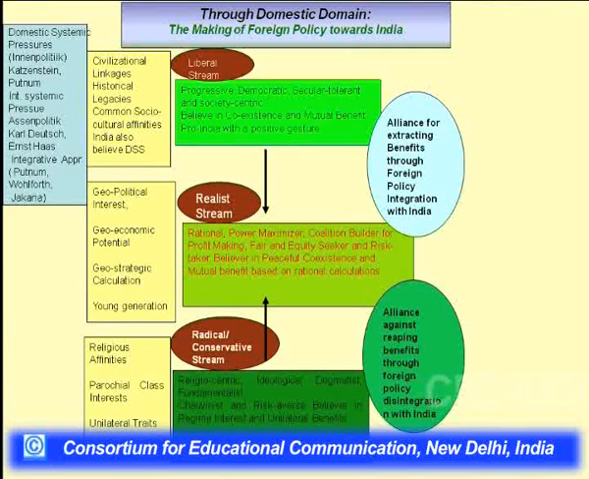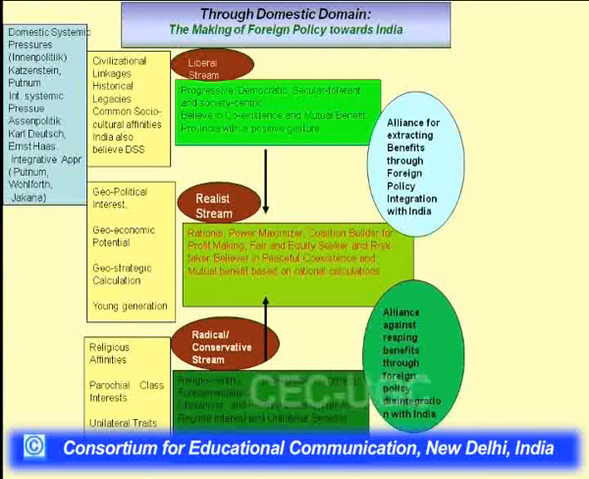So if you are looking, the liberals basically believe in historical legacies, civilizational affinities and linkages, and they believe in common socio-cultural affinities. They feel that we were part of one civilization, we were part of one culture, so why do we not cooperate with each other. So they are liberal, progressive, pro-democracy, more secular and tolerant towards each other. And they believe in coexistence and mutual benefits to each other.